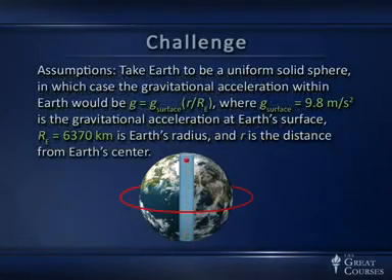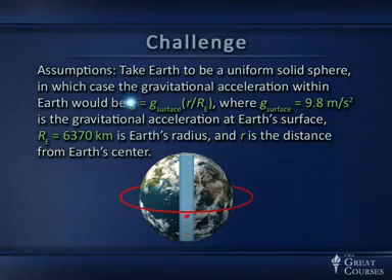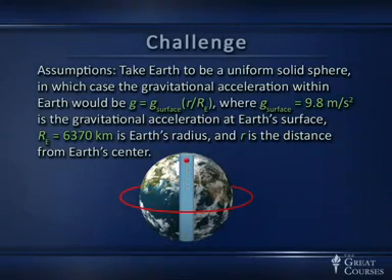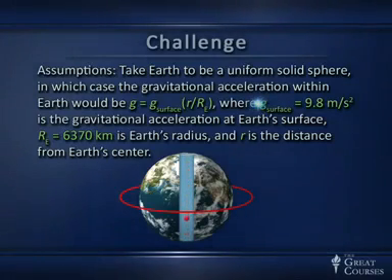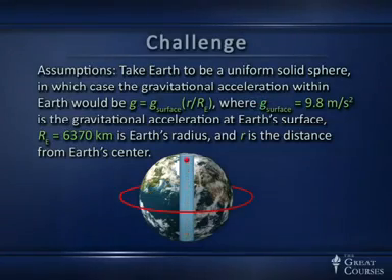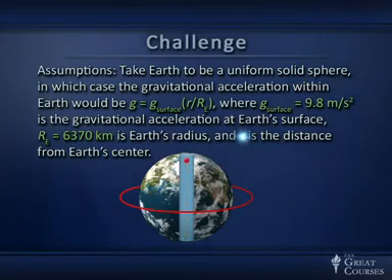Assume that the Earth is a uniform solid sphere, which is not quite the case, and if it were, the gravitational acceleration inside the Earth would be what it is at the surface, scaled by how far down you go into the interior. So it's 0 at the center, and it goes linearly upward toward the surface, where g surface is, of course, 9.8 meters per second squared. Earth's radius, R_E, is 6,370 kilometers, and r, lowercase r, is going to be the distance from Earth's center.